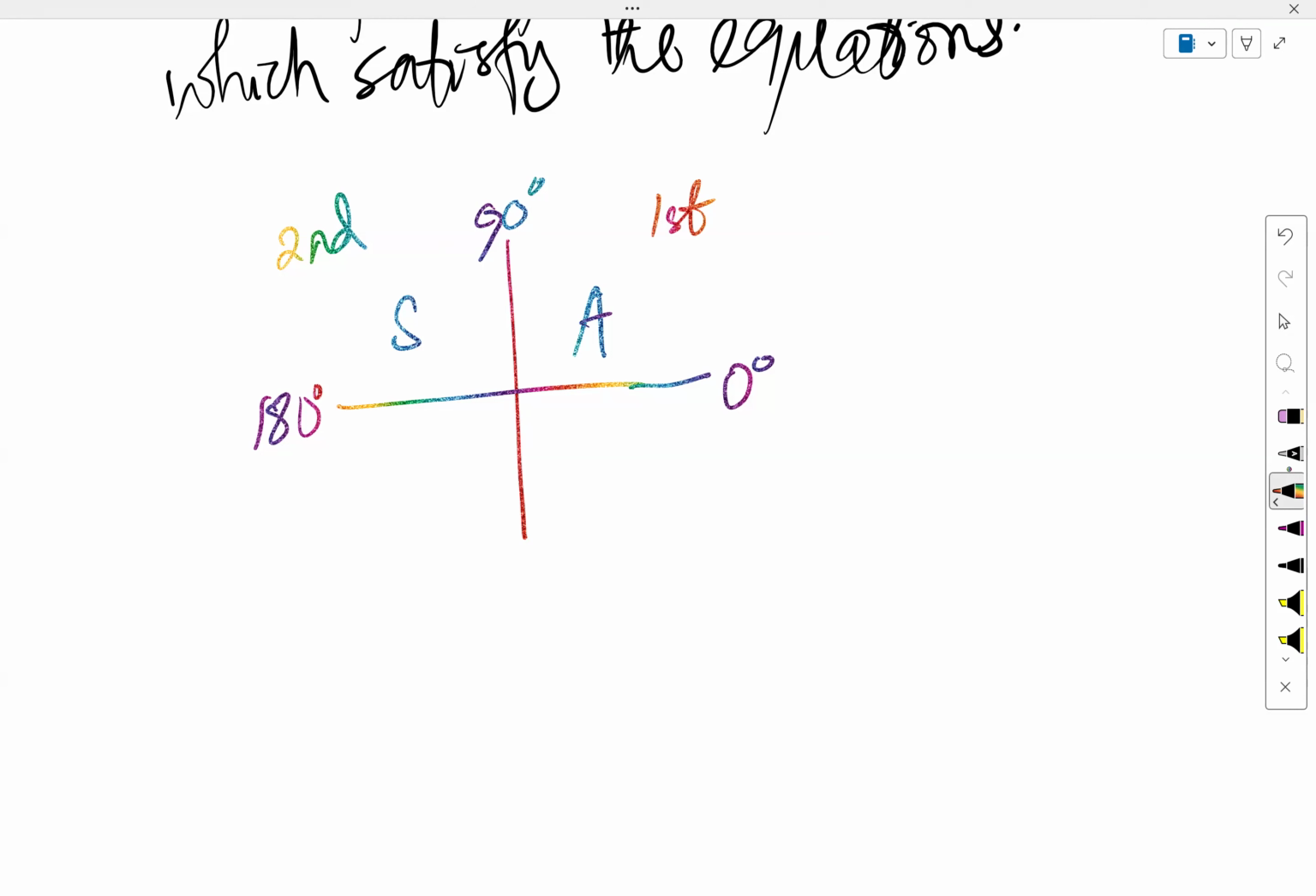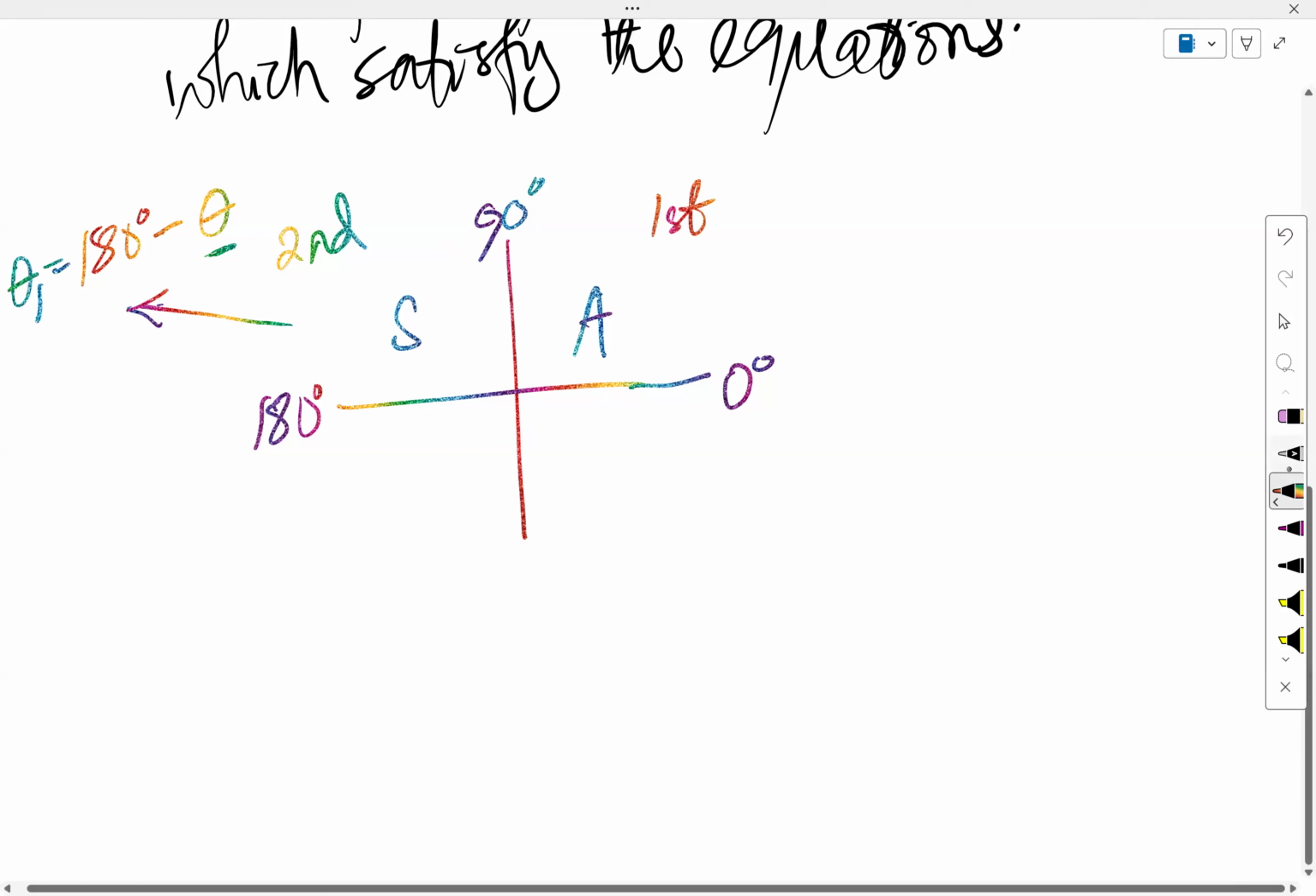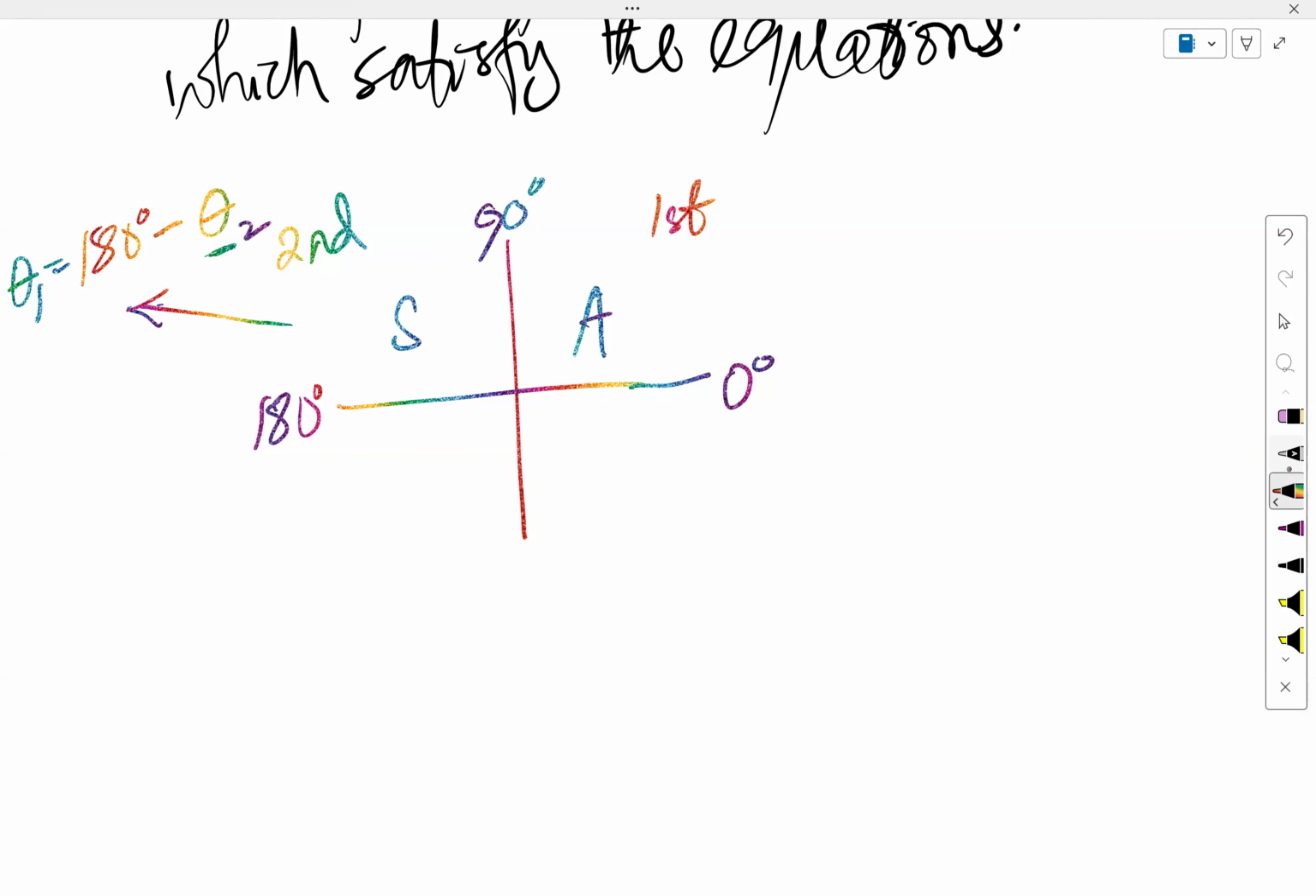In addition to knowing that only sine is positive here, you also want to know that any angle here can be expressed as 180 degrees minus theta. Whatever theta is here, if you subtract it from 180, you get the corresponding angle in the first quadrant. So let me say that theta in the first quadrant is equal to 180 degrees minus theta in the second quadrant.